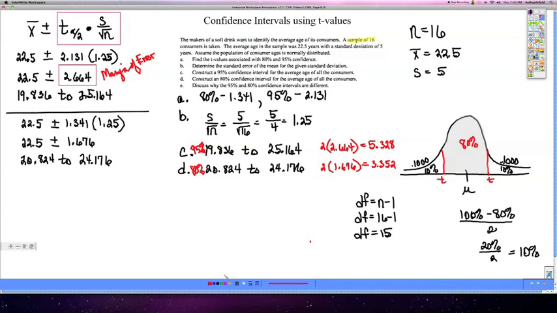And so that is essentially what question E is asking you to describe. With higher confidence, we have a wider interval. With lower confidence, we have a narrower interval. And that would answer that question. And I was going to make sure before we left this that I also pointed out that this is a margin of error for the 80%. And that wraps up our confidence intervals using t-values.